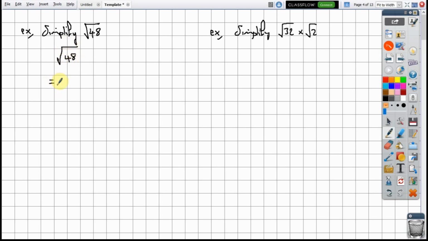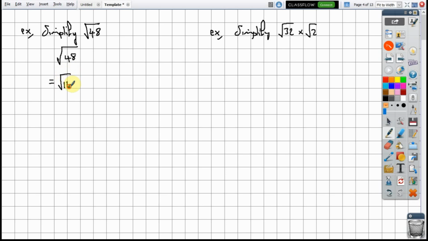We need to think of the factors of 48. 1 times 48, 2 times 24, 3 times 16, that's the one people often miss. 4 times 12, 6 times 8. Now in there we have various options for square numbers. The largest one is 16.